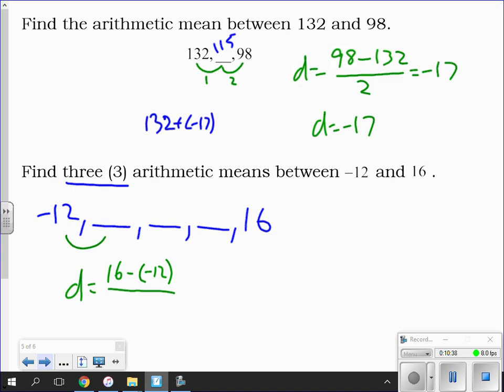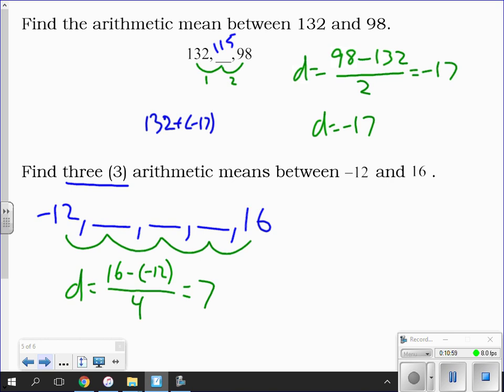I need to go 1, 2, 3, 4 times. Look at that. 1 more than the number of spaces between. Divide by 4. 16 minus negative 12 divided by 4, and you get 7. Which means, what do I need to do? I need to add 7 each time to move to the next number.